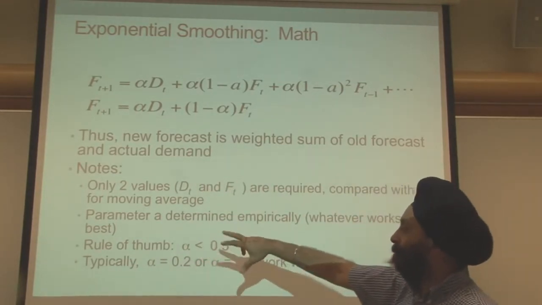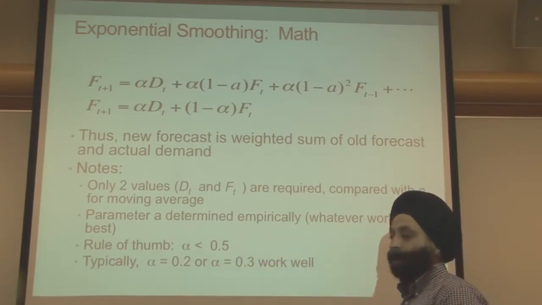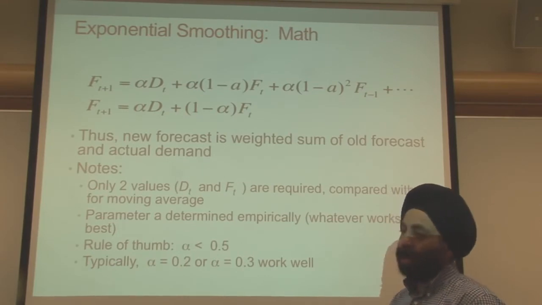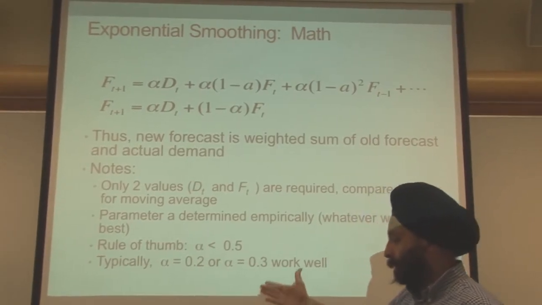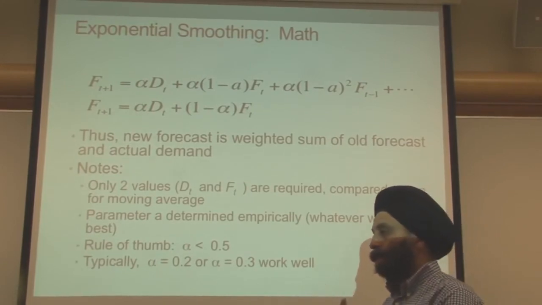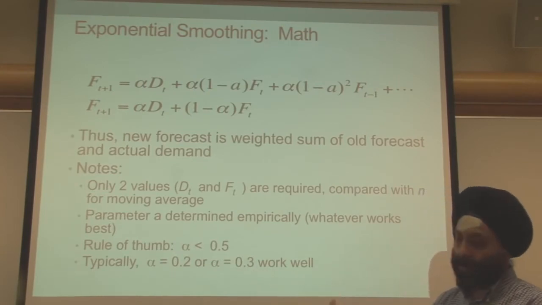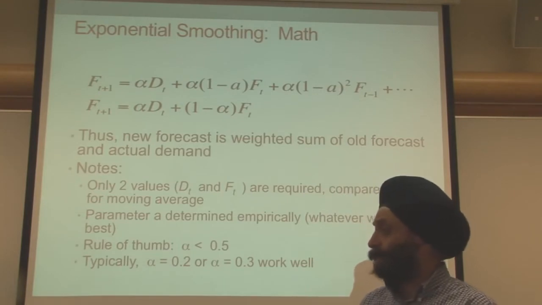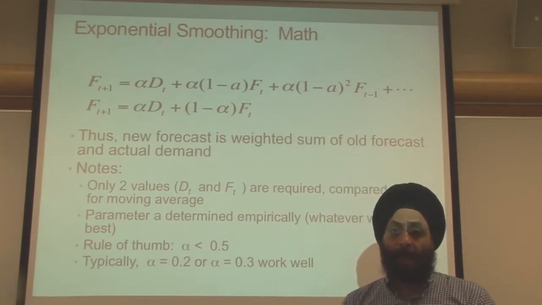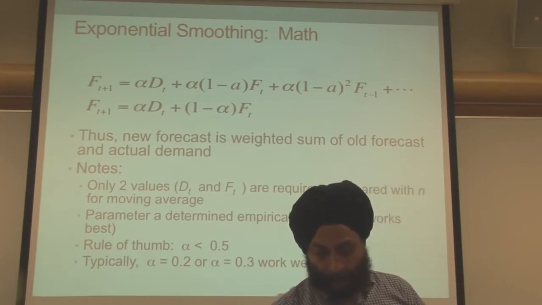So this alpha parameter, the weight, is determined empirically, whatever works best. The rule of thumb is alpha has to be less than 0.5, and that is what is used for most staple items. Alpha of 0.2 or 0.3 works well in many cases. But in industries where fashion trends are very fleeting, higher alphas seem to work better. So it all depends on what type of industry you're working in.